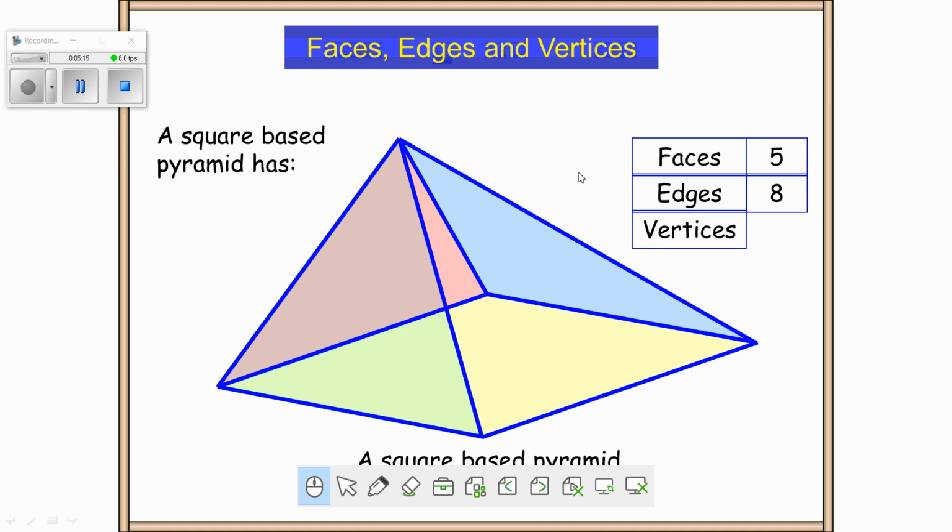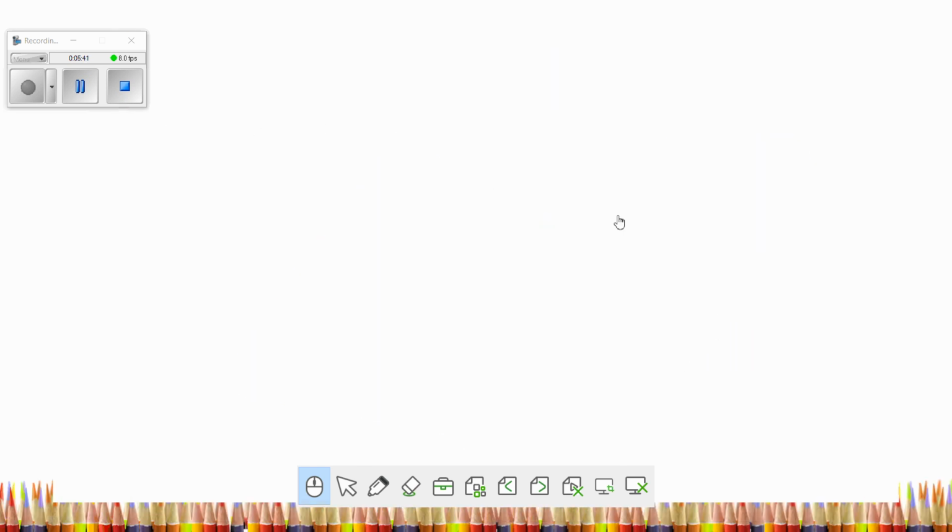How many vertices are in the pyramid? 1, 2, 3, 4, 5 vertices. So the pyramid has 5 vertices. Correct. So 5 faces, 8 edges, 5 vertices in the pyramid. Let's watch this video to know more about the 3D shapes.